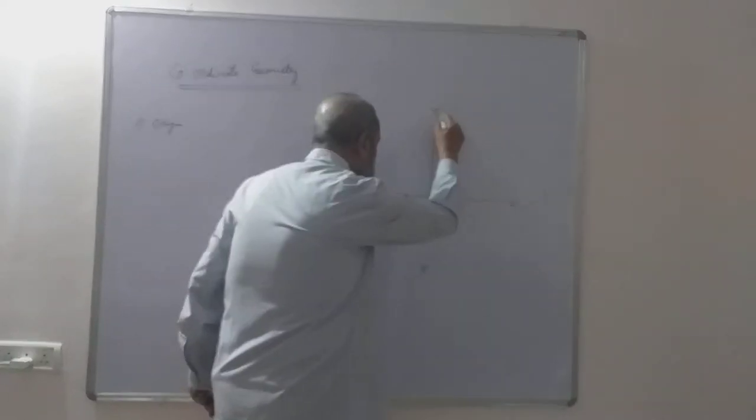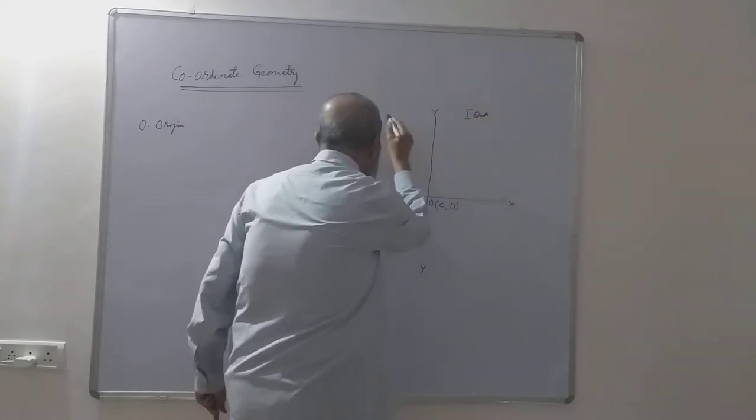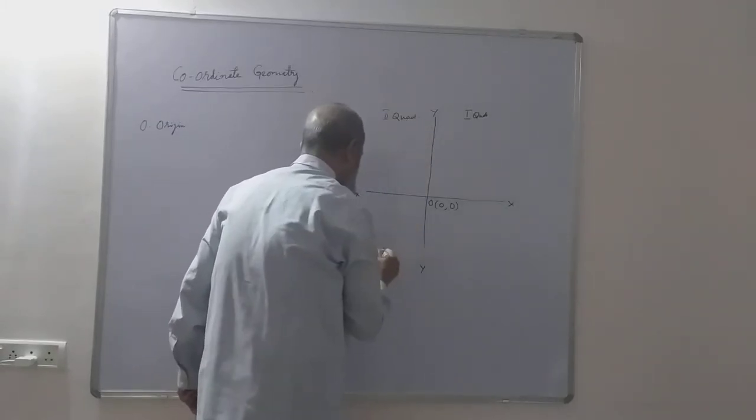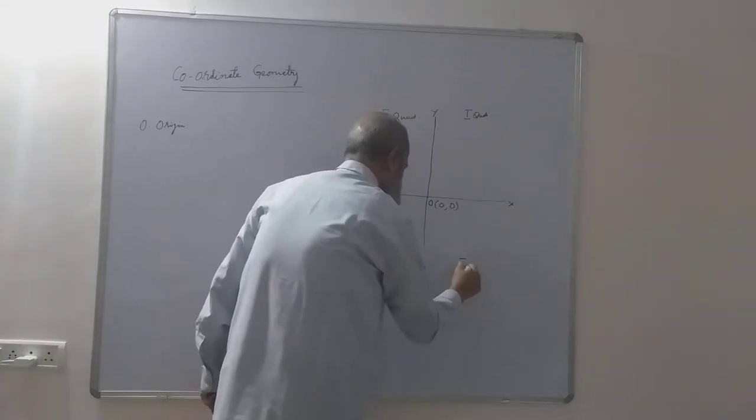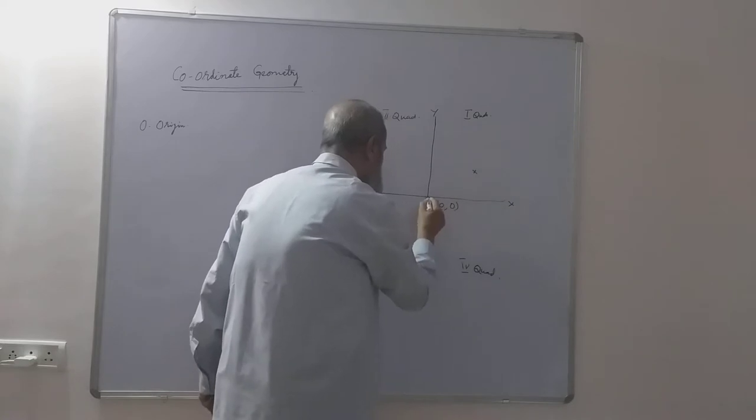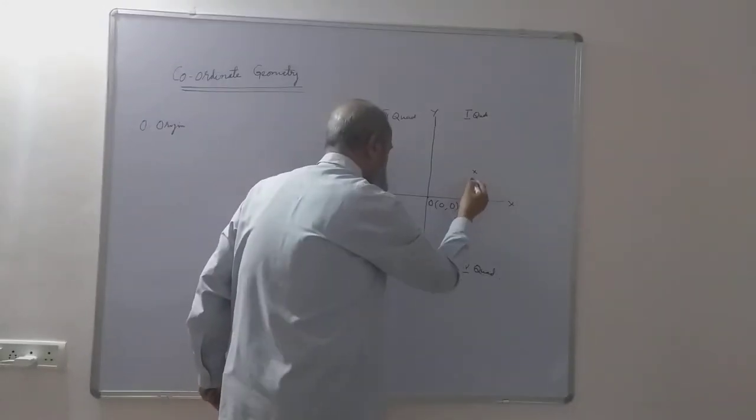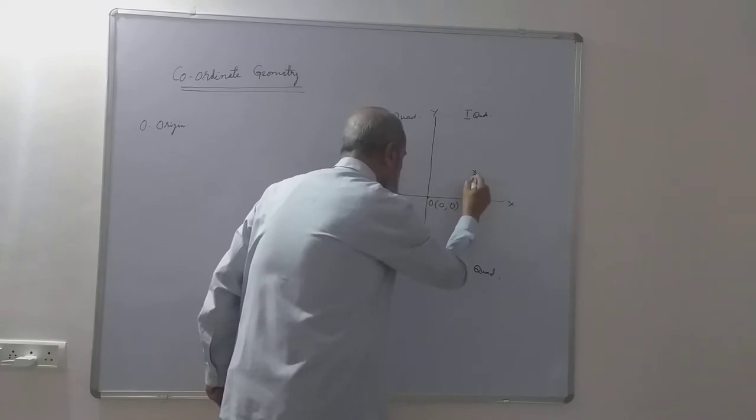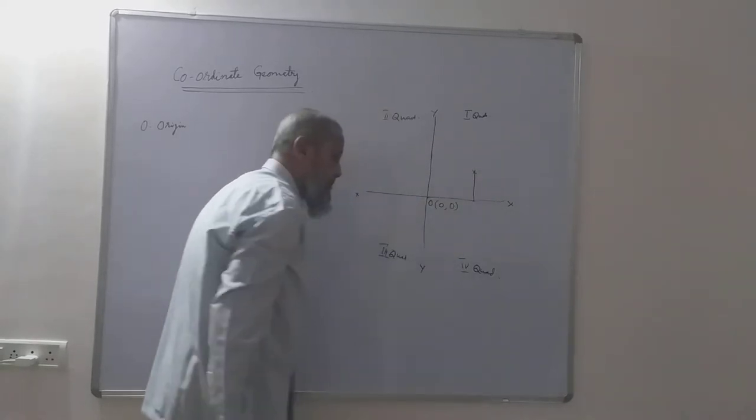Now this part is called the first quadrant. This is called the second quadrant. This is called the third quadrant. This is called the fourth quadrant, right? Suppose there is a point here. To reach this point, starting from the origin, some point A, B, C, something, I have to travel like this up to here, and then I have to travel like this, and then up like that.